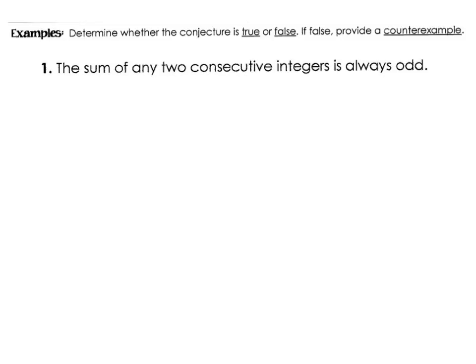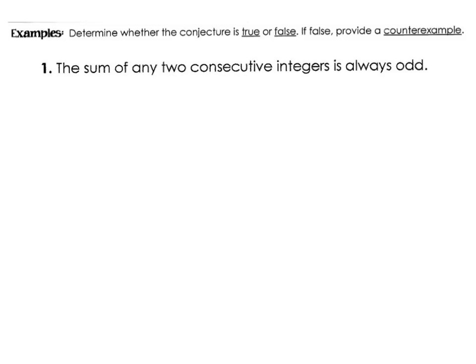Alright, so a counterexample. What is a counterexample? A counterexample is an example that shows that a conjecture is false. Let's see some examples where we need to use a counterexample. We want to determine whether the conjecture, or the concluding statement, is true or false. If we think it's false, we have to provide a counterexample. So we have to prove it false.